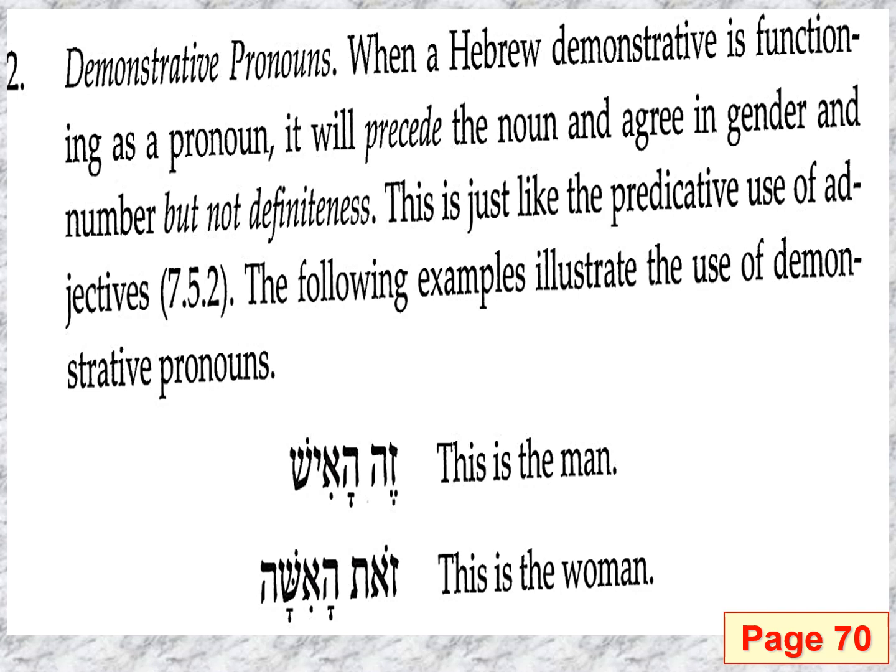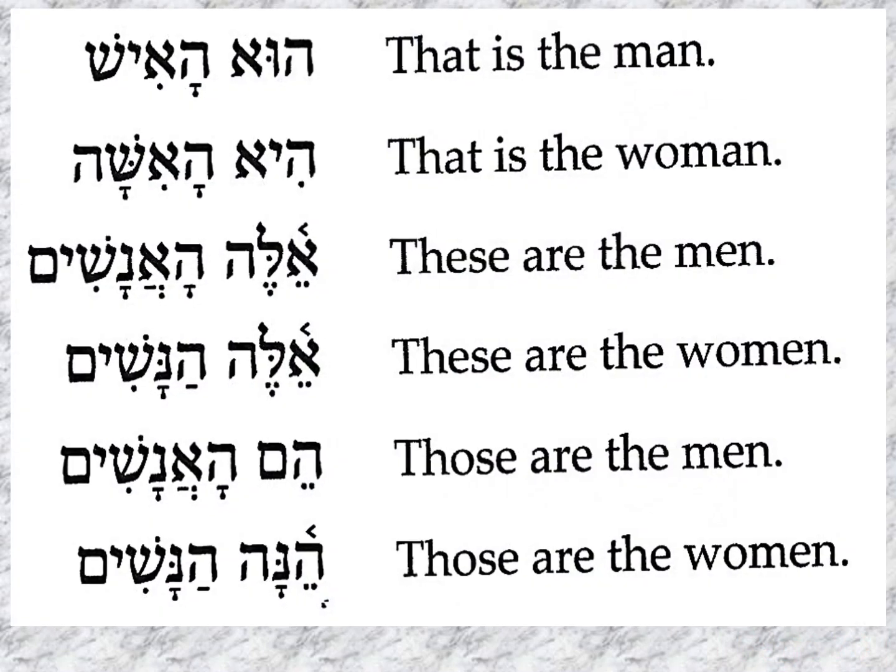This is the man. We see that also in the feminine. Zot ha'isha. This one, near demonstrative, she is the woman. We have to supply that verb of being. Let's take a look at some more examples on page 70.